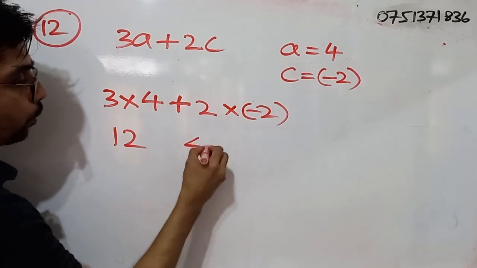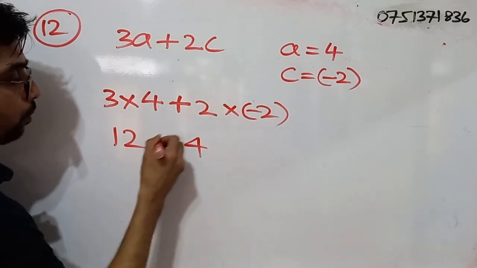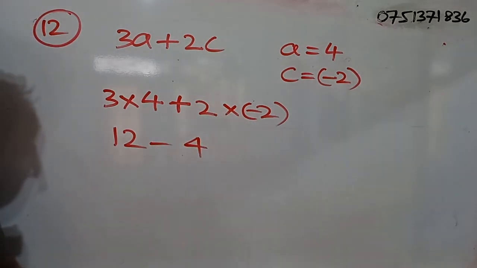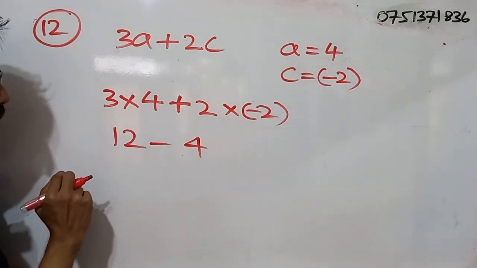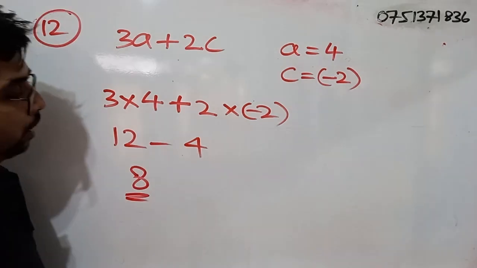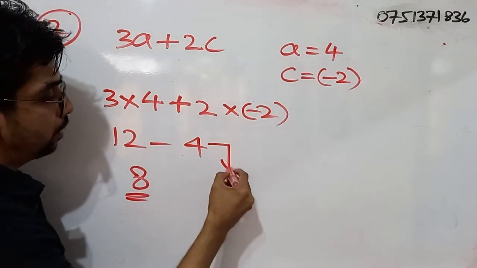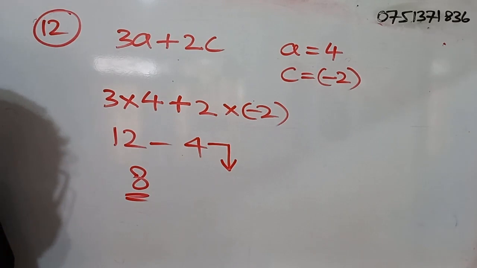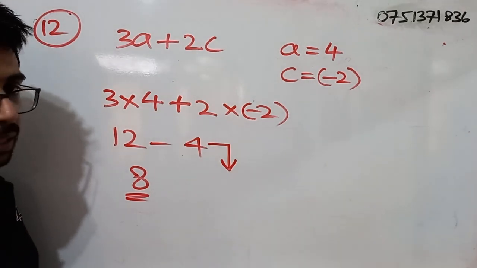2 into 2, we know that's a 4. Positive into negative, we know that's a negative. That means 12 minus 4. 12 minus 4 means what? 8. So the answer is 8. Right. So from here, we can continue towards the answer using another method also.